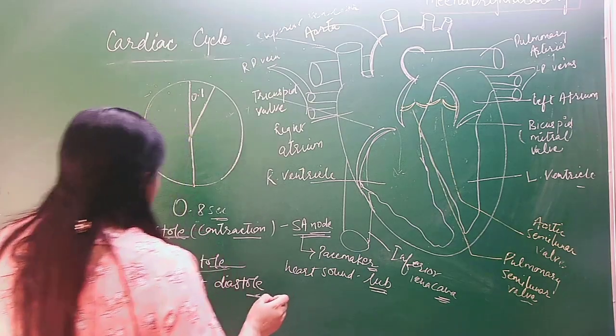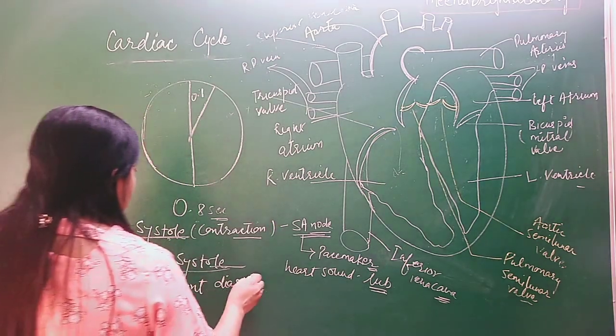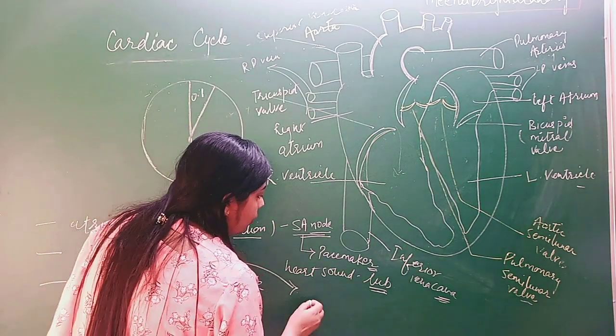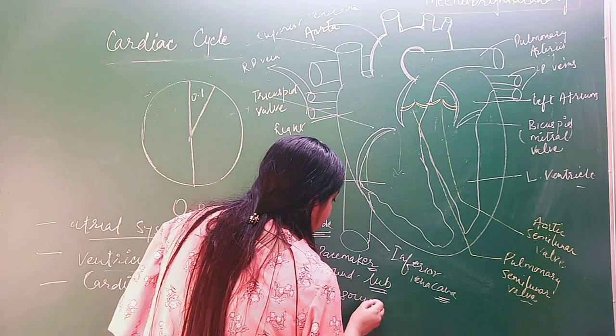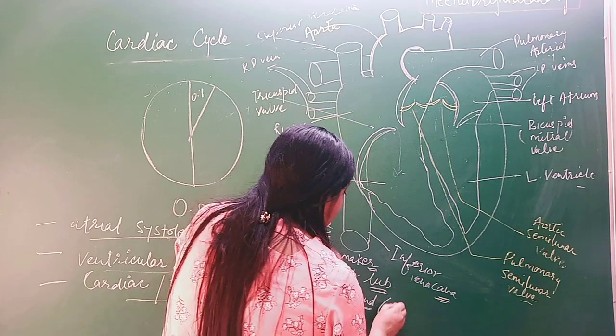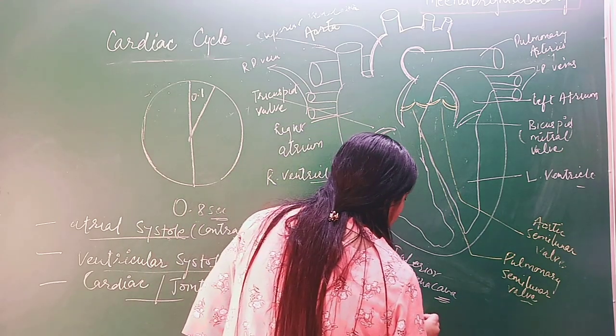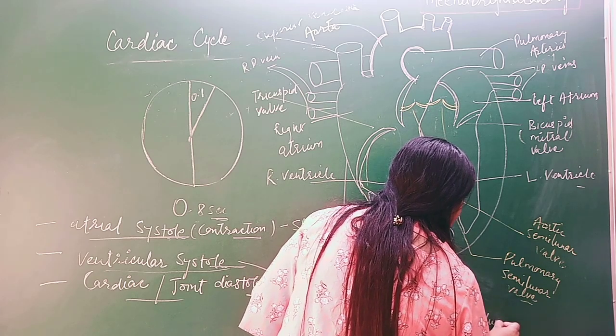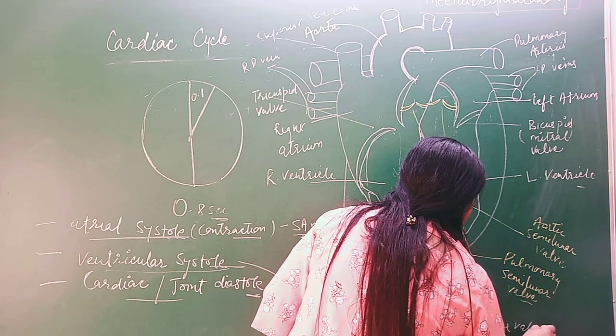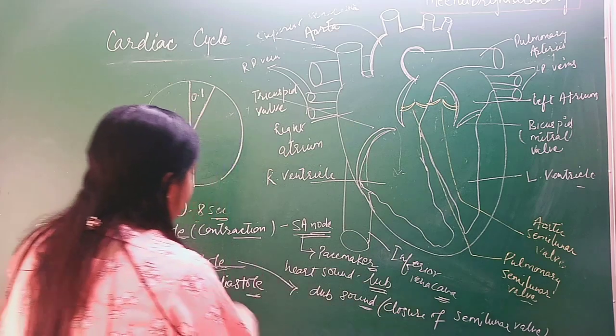So this ventricular systole causes the dub sound. Why? Because there is closure of the semilunar valves.